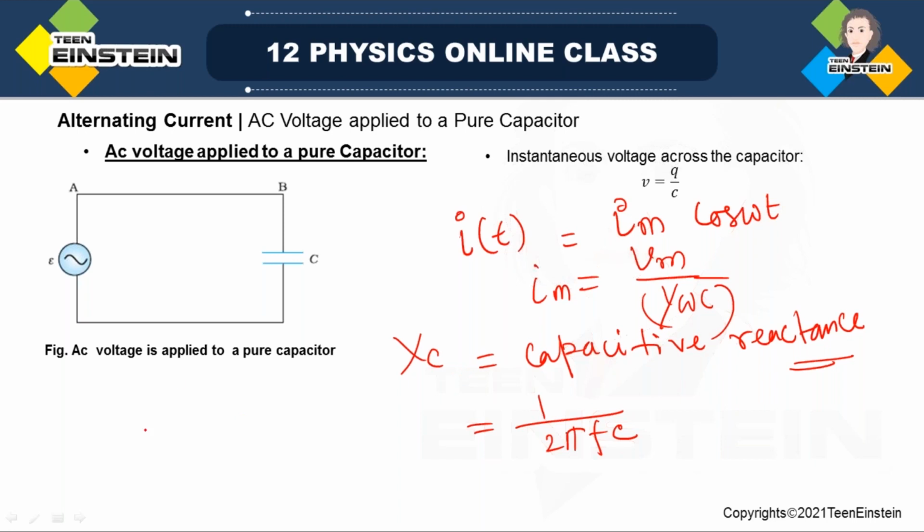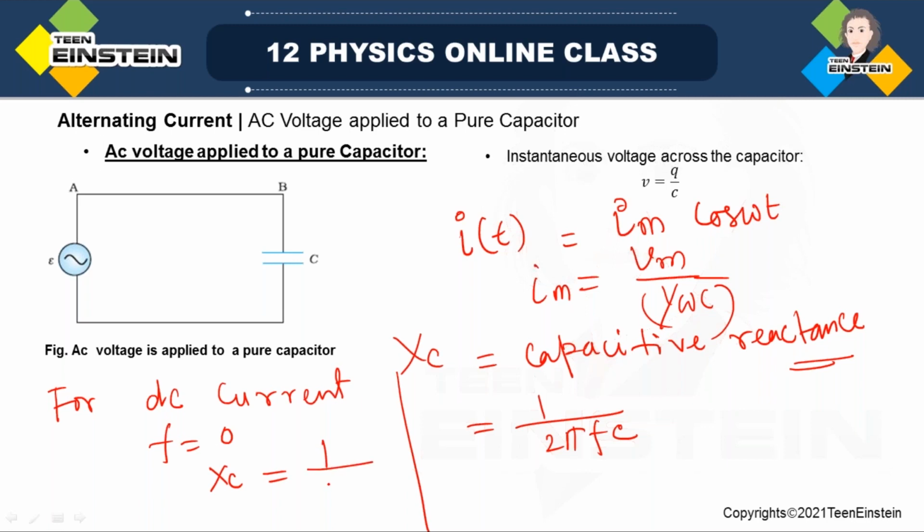Now see, in case of DC current, for DC current, what is the frequency? Frequency is 0. So if the frequency is 0, look, this capacitive reactance, or the resistance in the purely capacitive circuit, will be almost infinity. That means a capacitor offers almost infinite resistance to the DC signal or DC current.